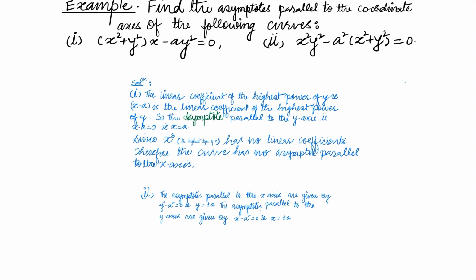In the next video, I will talk about oblique asymptotes, which are not parallel. There are two conditions in the plane: either the straight lines are parallel, or they will be intersecting, or oblique. That I'll discuss in the next video. I hope you understand this concept of asymptotes and asymptotes parallel to the coordinate axis.